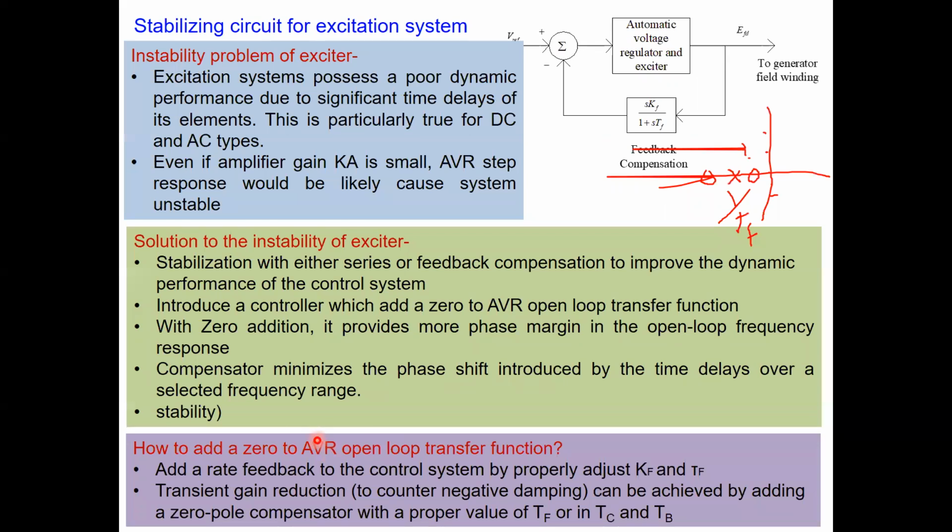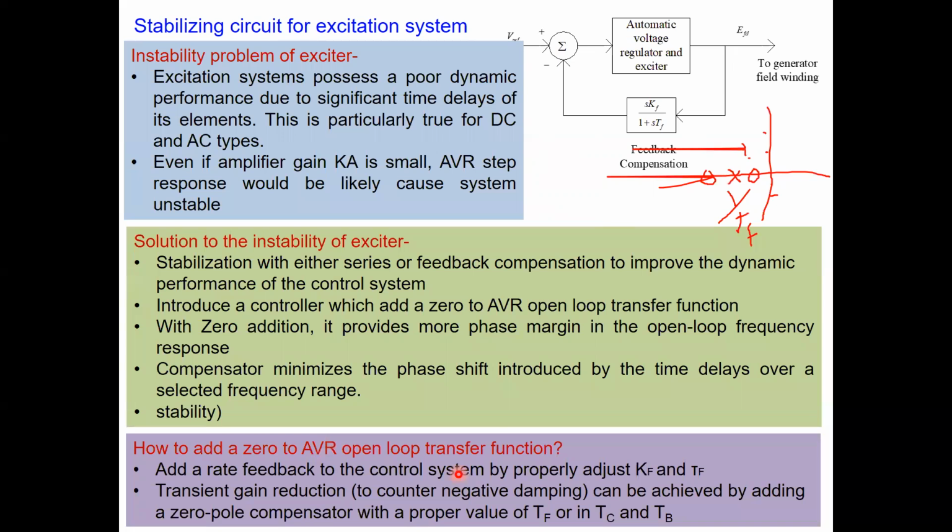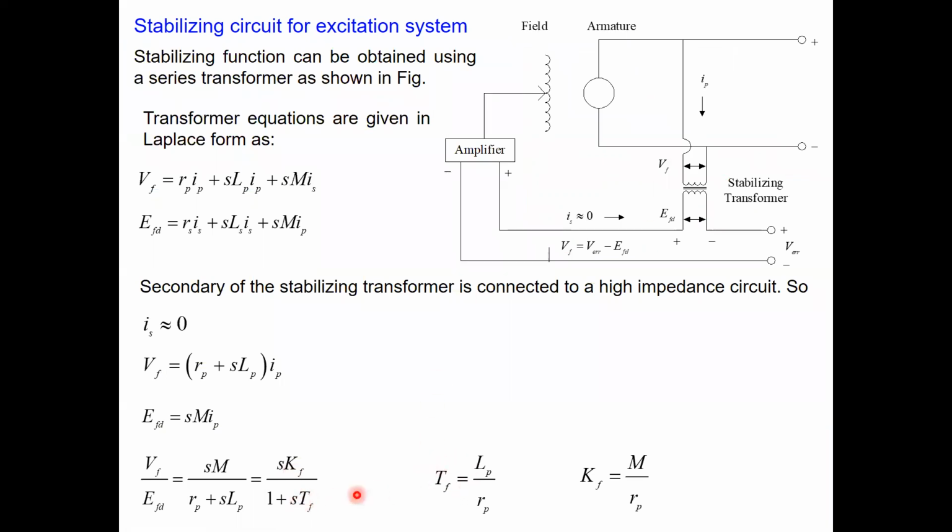Because this is the stabilizing circuit transfer function, and how this equation is derived is shown here. So this is the ratio of VF to EFD, and KF and TF will be this. And as I said, the placement of the zero and the pole will depend upon the time constant TF. And what is TF? That is the inductance of the primary side of the transformer and the resistance of the primary side of the transformer. And then KF is the gain. This is the mutual inductance and the resistance of the primary side. So with the impedance value of this transformer, we can have this feedback compensation design here for stabilizing the circuit. Right. This is what we do in normal circuit design here.